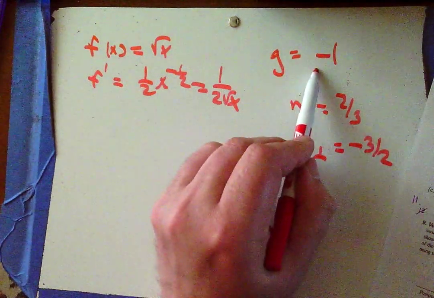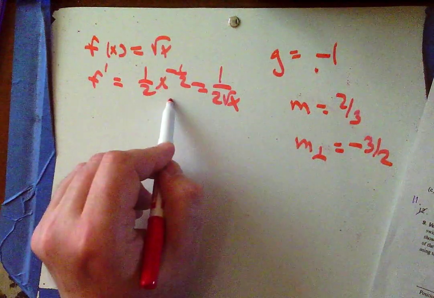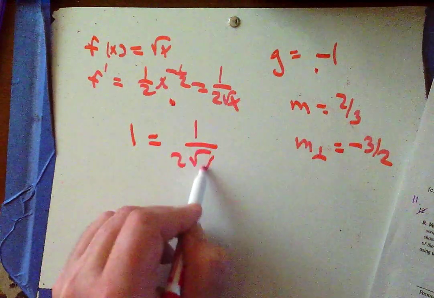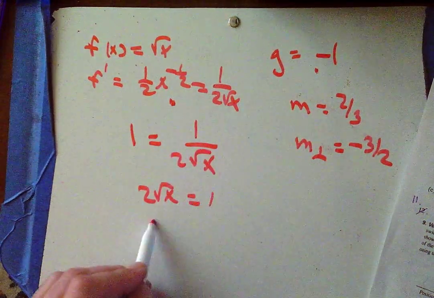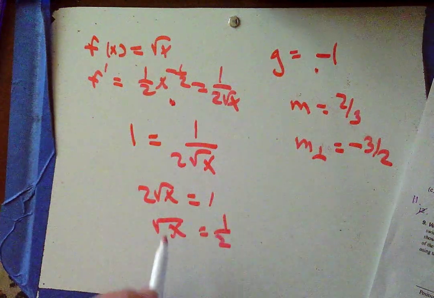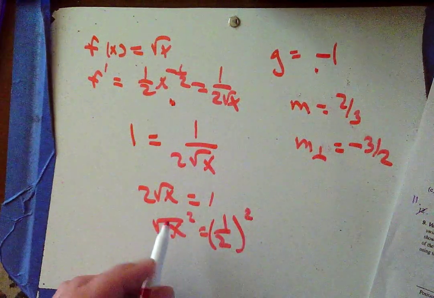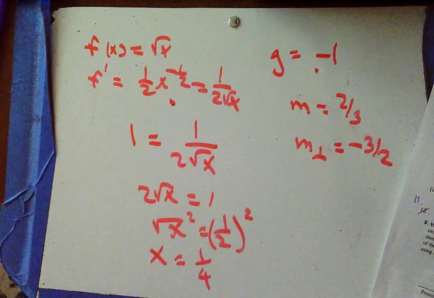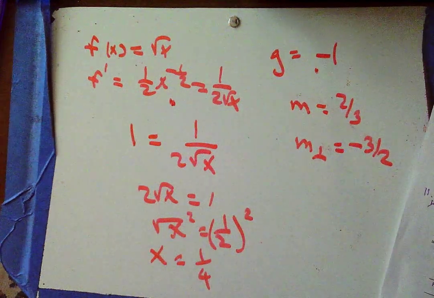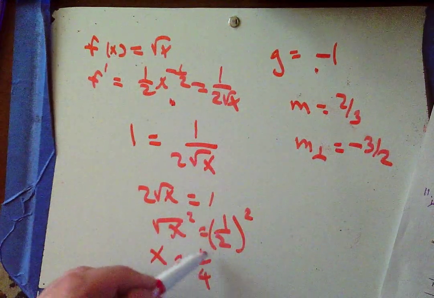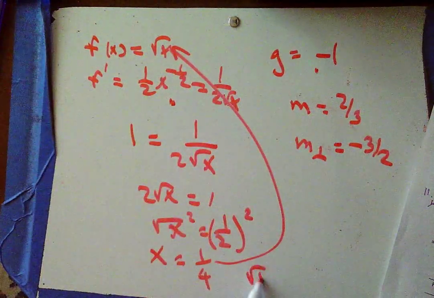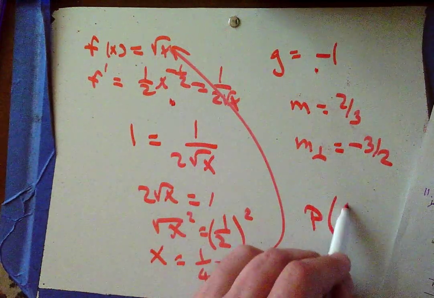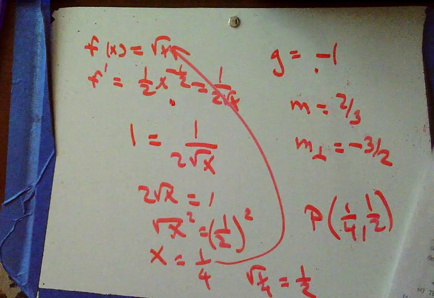So if the slope of this line is -1 and it's perpendicular to that one, the slope over here should be 1. So 1 over 2 root x equals 1, so 2 root x equals 1, root x equals 1/2. Don't forget to square both sides, not take the square root of both sides, and you get x equals 1/4. And what was it looking for? It's looking for the coordinates, x and y value. So I have to plug this 1/4 back in here. Square root of 1/4 is 1/2. So P is located at (1/4, 1/2).